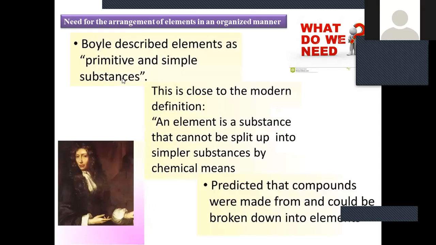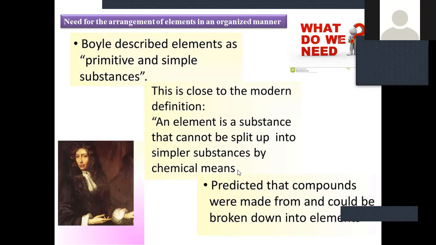Boyle described the element as a primitive and simple substance. These are the tiniest and the simplest particles. So the terminology called element was given by Robert Boyle. This is close to the modern definition: an element is a substance that cannot be split up into simpler substances by chemical means. So even now, it is not possible to break one atom into another fragmentation.